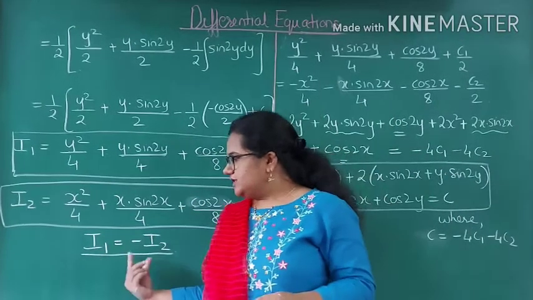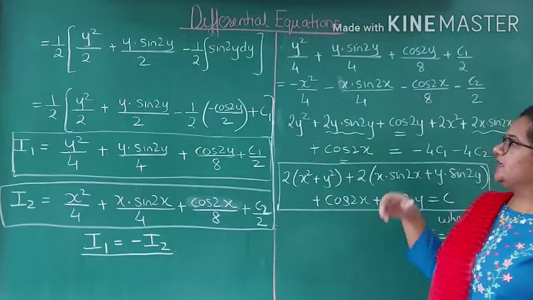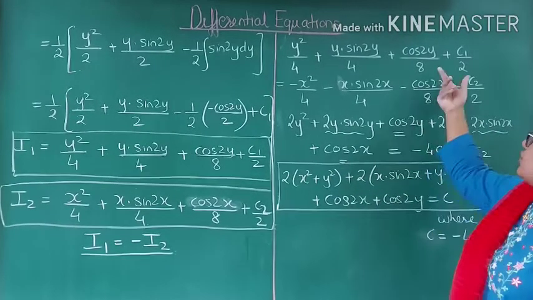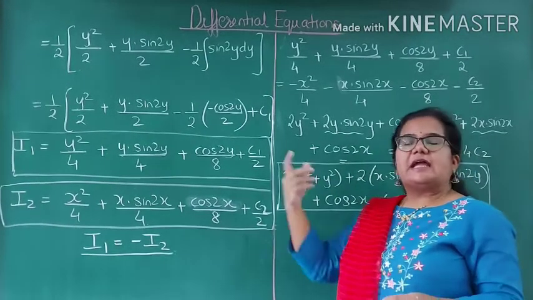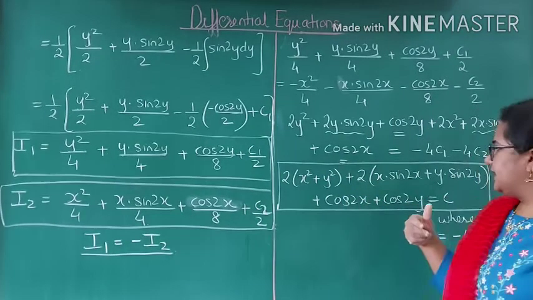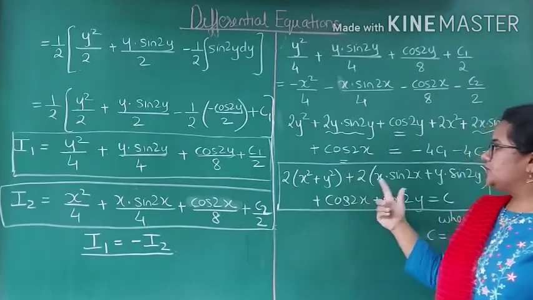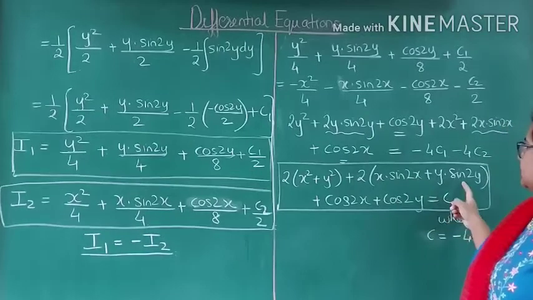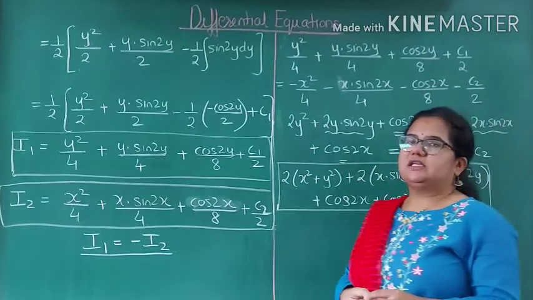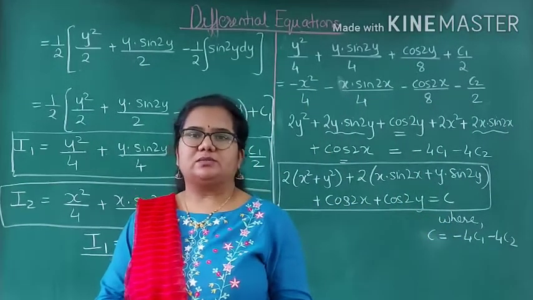We know that I1 is equal to minus I2, so we just substituted I1 equal to minus I2. These three terms we have taken on LHS, so they become plus. Constant terms I have taken on RHS, and I multiplied the whole equation by 8 so that the denominator gets eliminated. Finally I get the answer as 2x square plus y square plus 2 into (x sin 2x plus y sin 2y plus cos 2x plus cos 2y) is equal to c. So this is your general solution for the given differential equation.